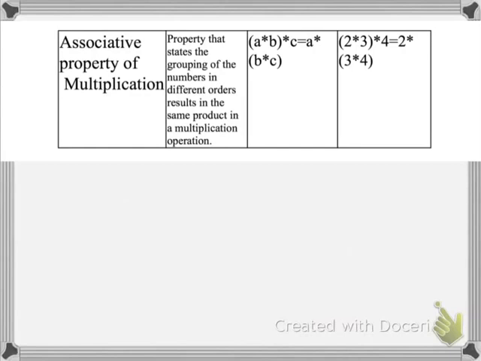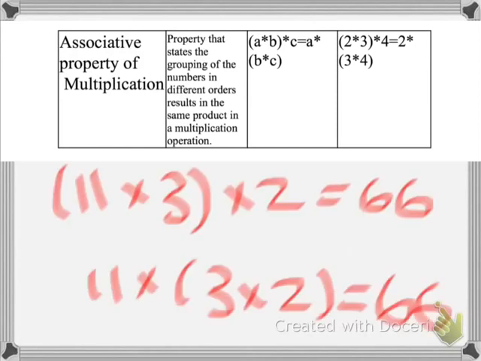Associative property of multiplication. Property that states the grouping of the numbers in different orders results in the same product in a multiplication operation. 11 times 3 times 2 equals 66. 3 times 2 times 11 equals 66. The factors can be grouped in different ways, and the products will stay the same.